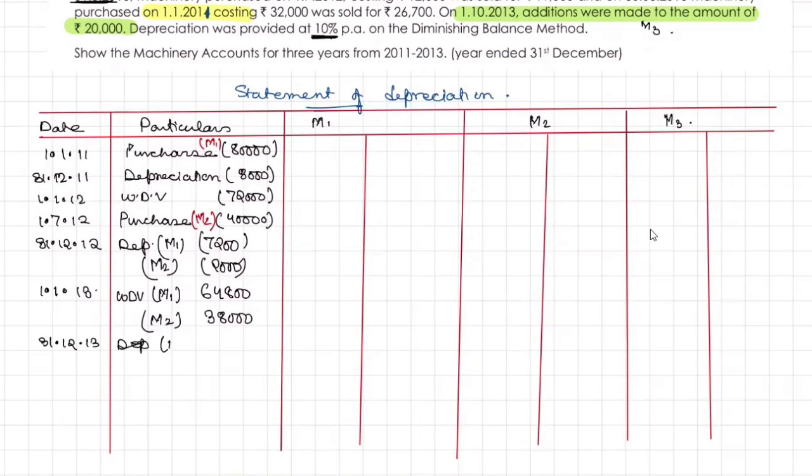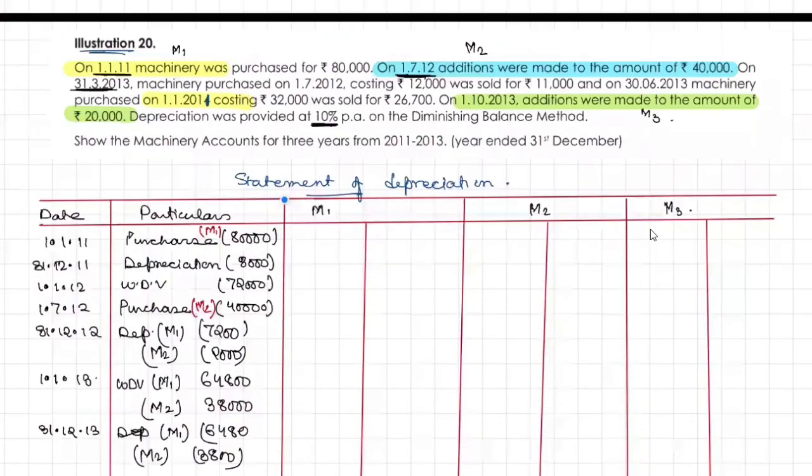So for M1, it will be 64,800 into 10%, it will be 6,480. Okay. And for M2, 38,000 into 10%, that means 3,800. Correct. But see what they have written. Read this line carefully.